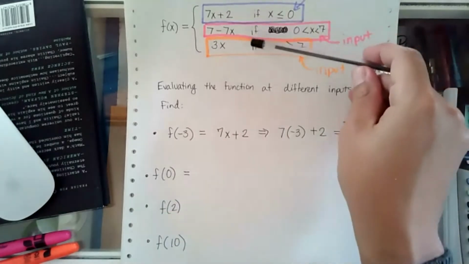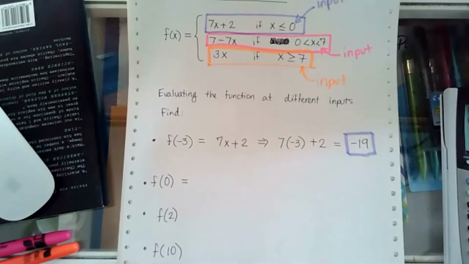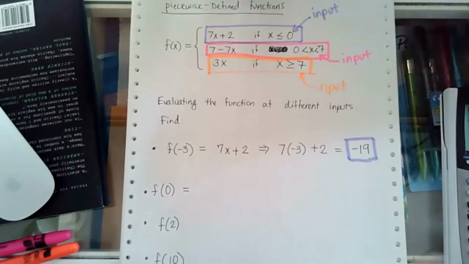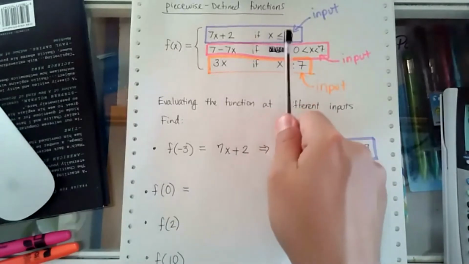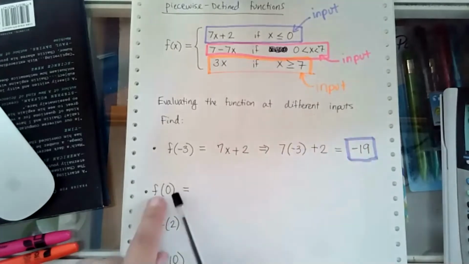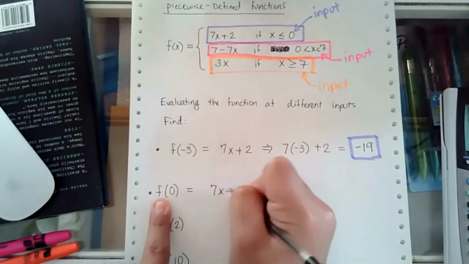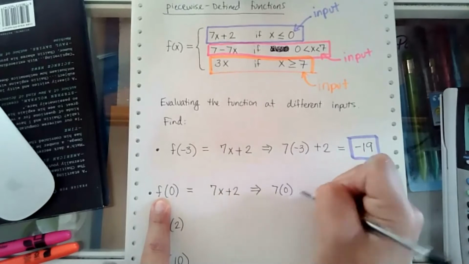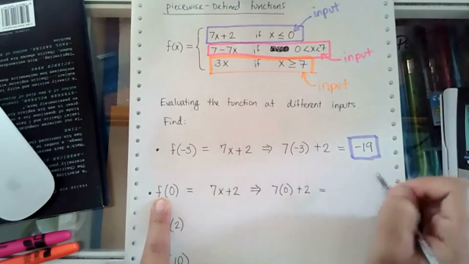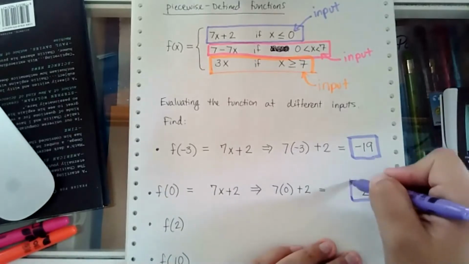We have 3 songs. I know the first one. First one? That's what I was going to say too. Yeah, it's exactly the first one, because the first one says x can be less than or equal to 0. And since our input is equal to 0, we'll go ahead and use that first equation. So 7x plus 2, which tells us we're doing 7 times 0 plus 2, which should be equal to 2. Does that make sense?